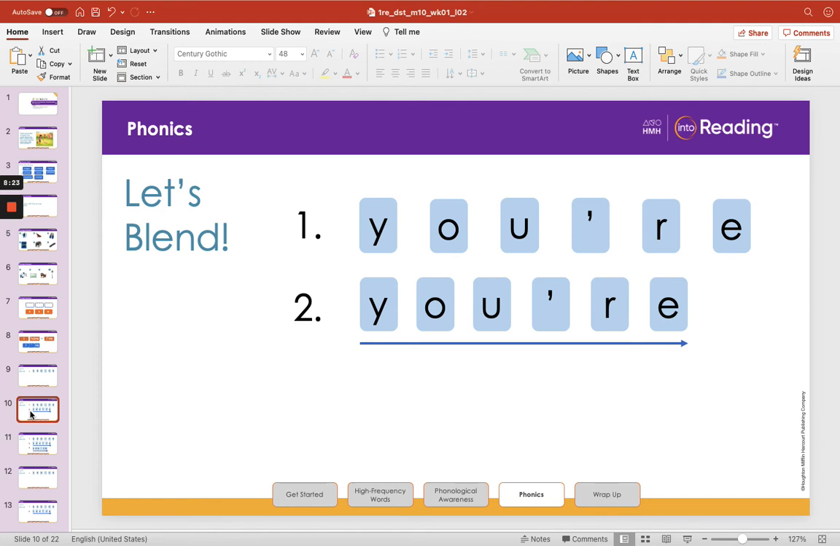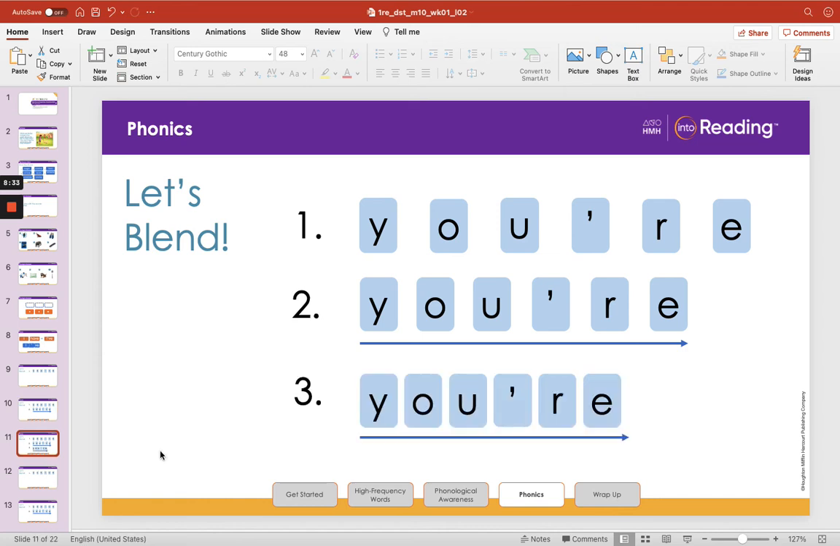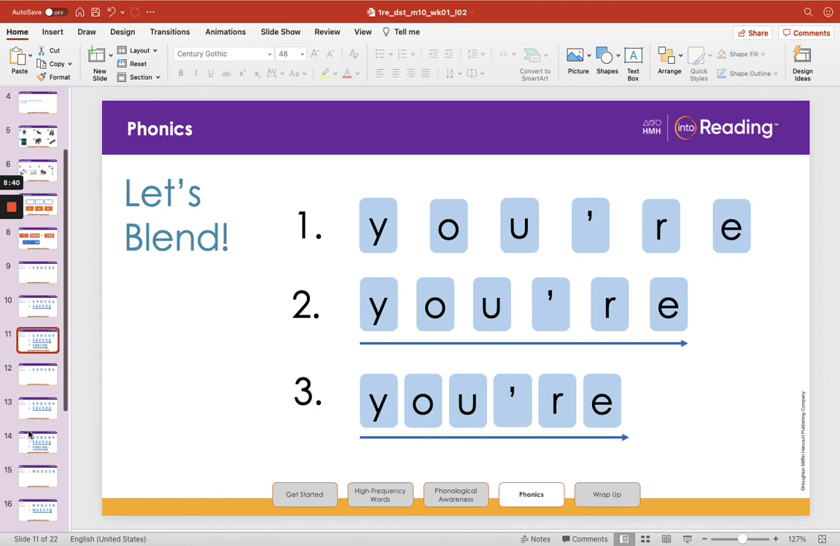Listen as I slowly blend the sounds to read the word. You're. The contraction you're is short for you and are. And here's all of it put together in line 3. So read it with me. You're. Good job.